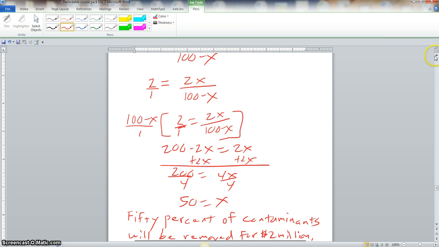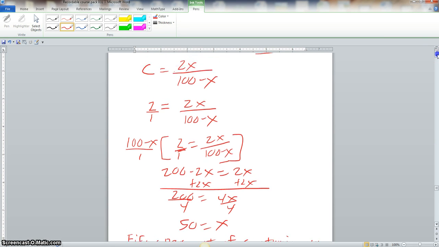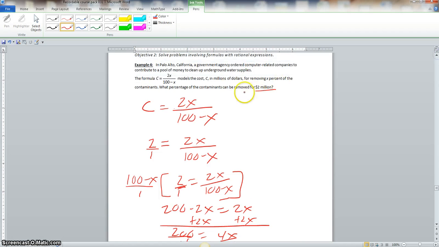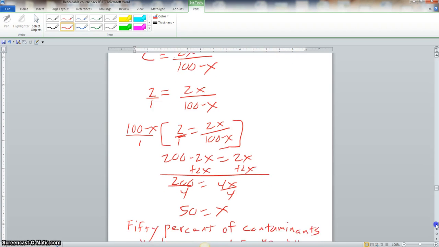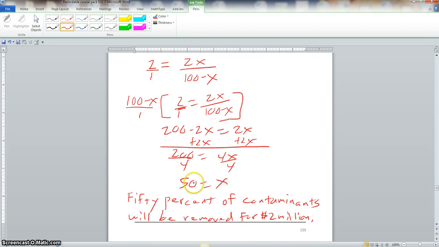Now, going back to the original problem, it tells us here that x represents percent. So whatever number that we get is automatically considered to be a percent. So this is really 50% is equal to x. So your final answer is 50% of contaminants will be removed for $2 million. And that is your final answer.